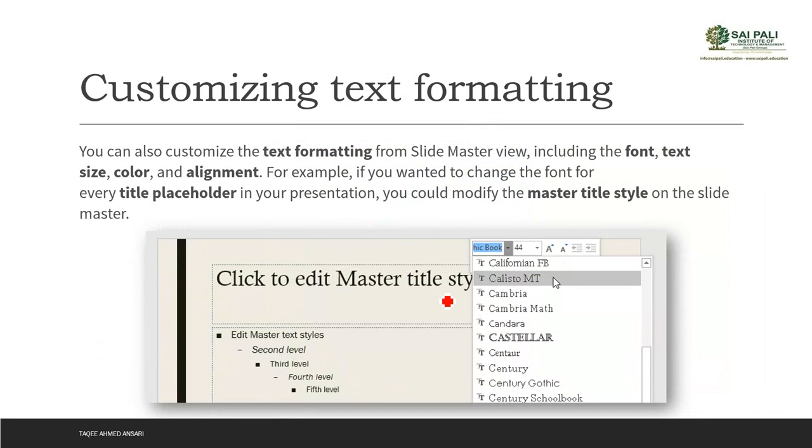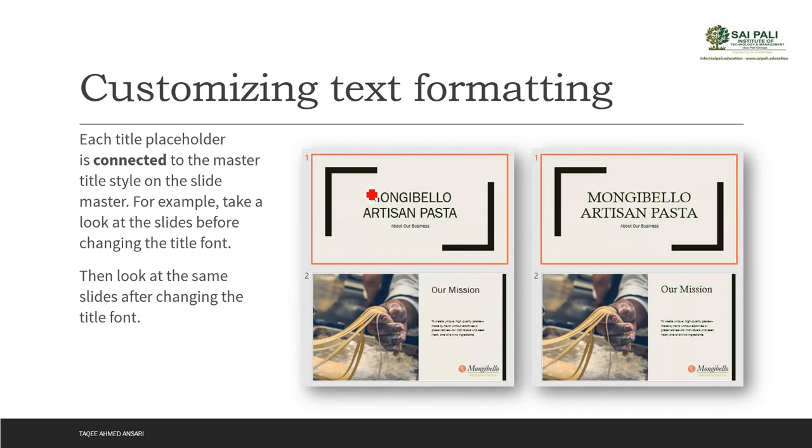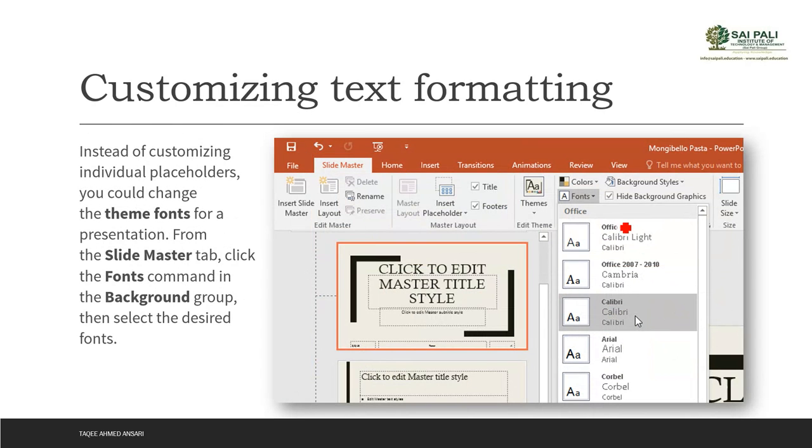Then you can customize the text formatting also. Just go to the slide master view and select the master slide, and then you can select whatever layout of your text. You can even change color, style and size, and then it will be applied to all the slides in your presentation. And you can change it from the theme command also. From the slide master view, you can select the theme font here, whatever theme you want, and it will be changed for every slide in your presentation.